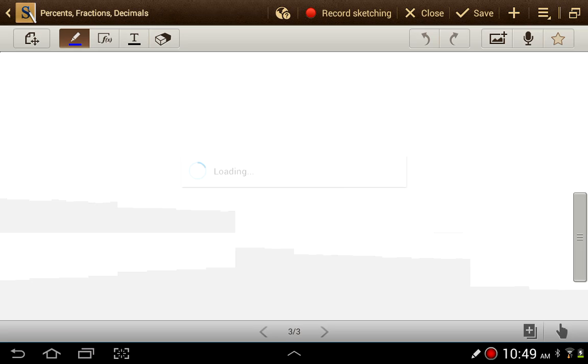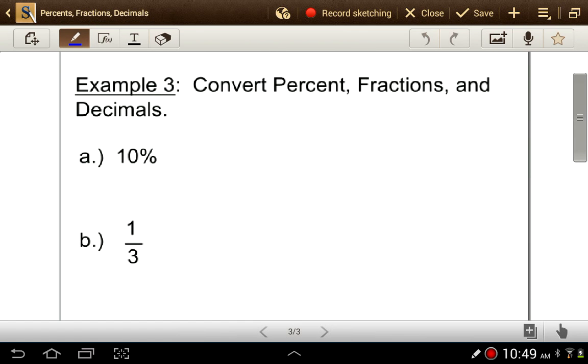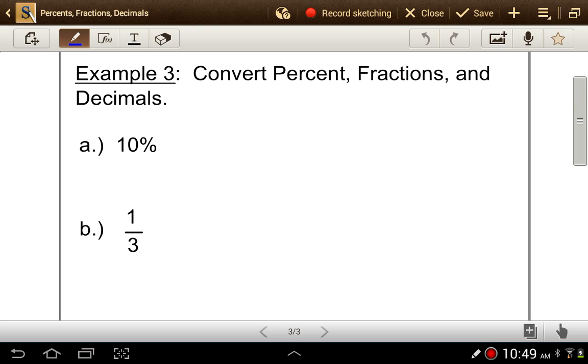Okay, now, in my last section, we're going to convert between percents, fractions, and decimals. Okay, so the first one I gave you a percent, so I want you to give it to me as a fraction and a decimal. So 10% as a fraction is going to be 10 over 100. It's always percent out of 100. So as a fraction, it's going to be that number over 100. So that's 10 over 100. Okay, which then I can simplify, divide them both by 10, and I'm going to get 1/10.